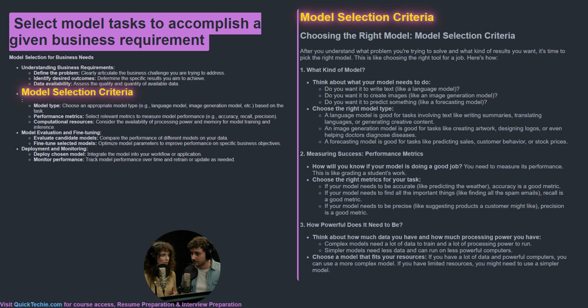3. How powerful does it need to be? Think about how much data you have and how much processing power you have. Complex models need a lot of data to train and a lot of processing power to run. Simpler models need less data and can run on less powerful computers. Choose a model that fits your resources.